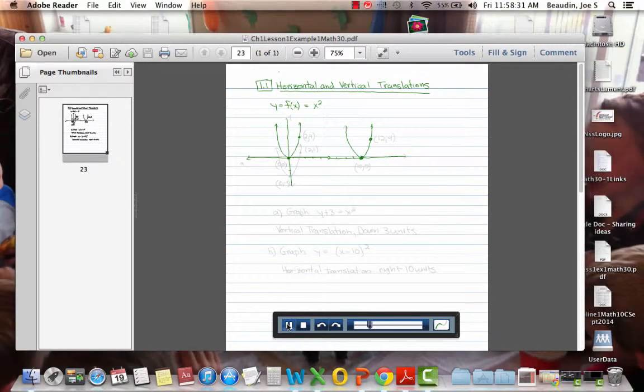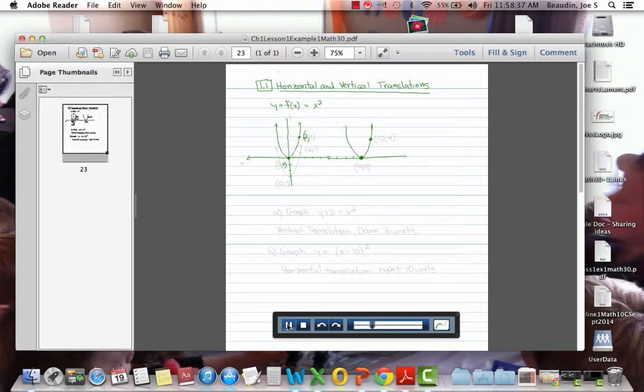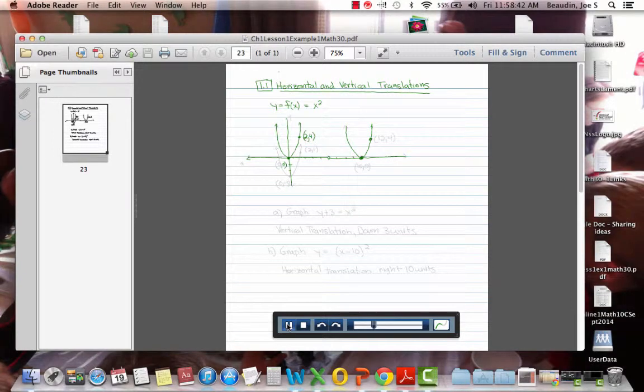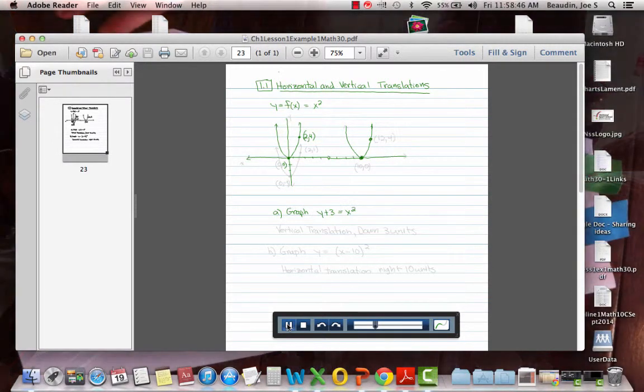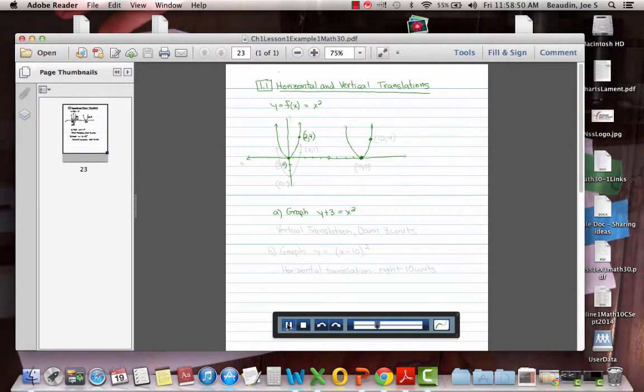If I label a couple points, maybe the vertex is 0, 0 is a good one, and any other point on here will do, but maybe 2 squared is 4, so 2, 4 is another point. What we're going to be asked to do is some transformations. The first one is to graph y plus 3 equals x squared.